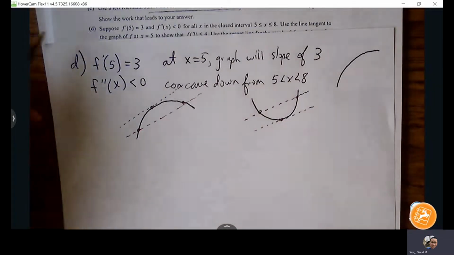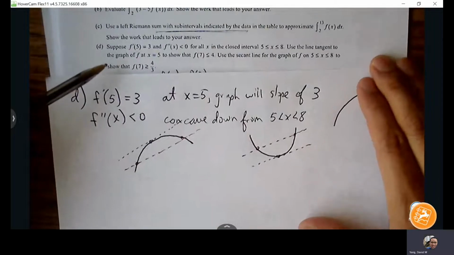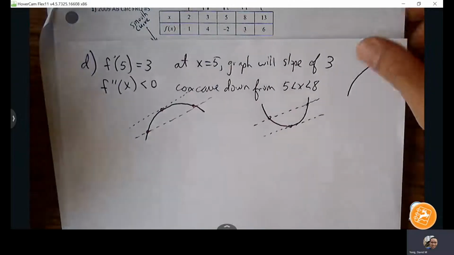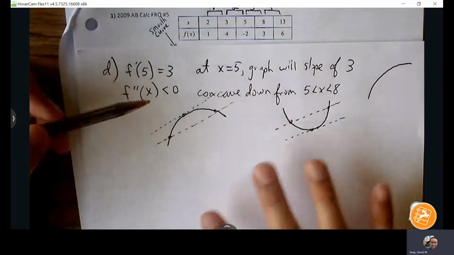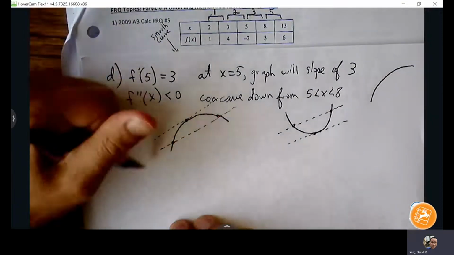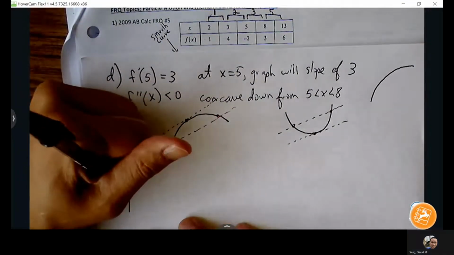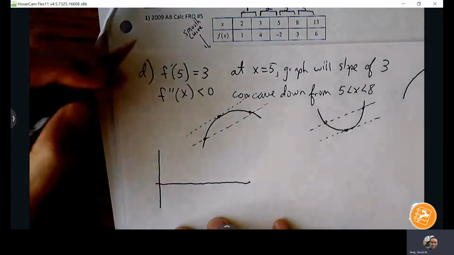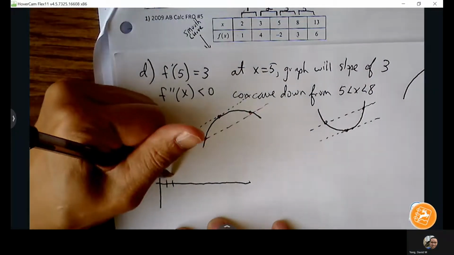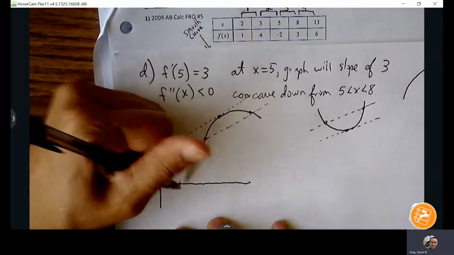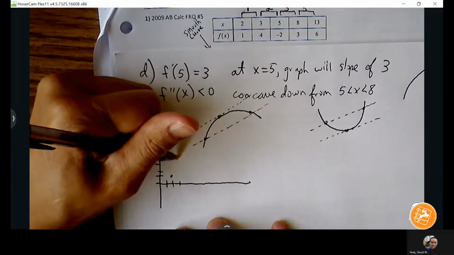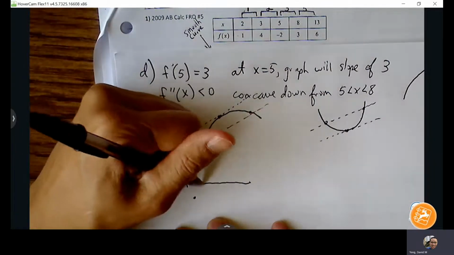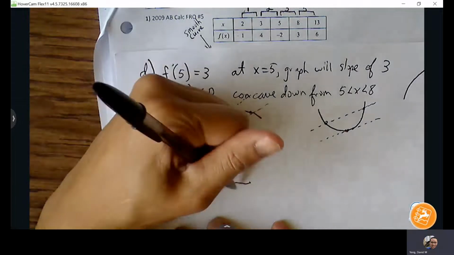Okay, so I think it helps if we can sketch this graph out. It doesn't have to be exact, but we can at least have something to work with here. So I'm going to sketch a graph. I plot all these ordered pairs here: 2, 1; 3, 4; 5, -2; 8, 3; 13, 6.